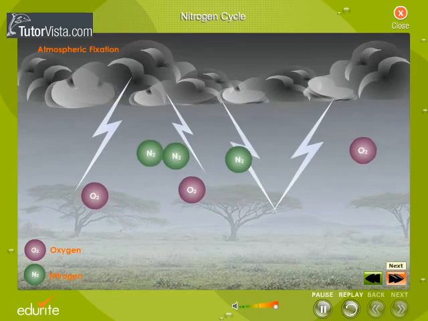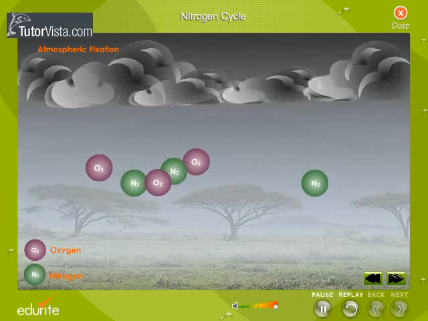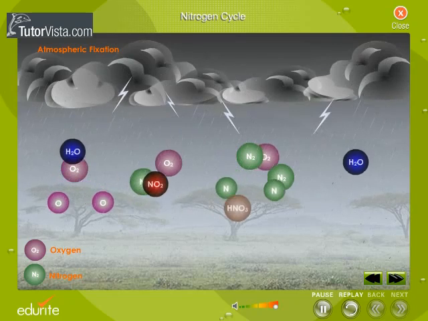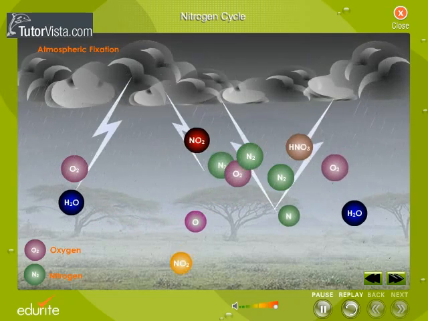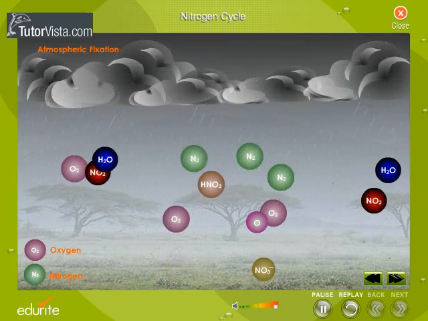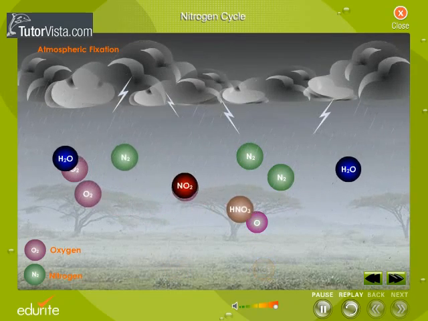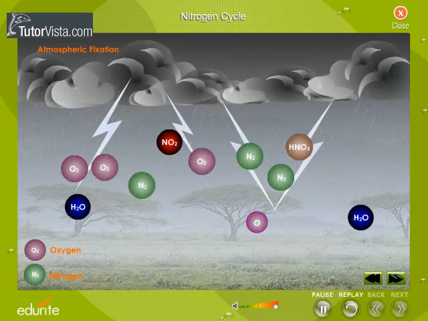Atmospheric fixation. The enormous energy of lightning breaks nitrogen molecules and enables their atoms to combine with oxygen in the air, forming nitrogen oxides. These dissolve in rain, forming nitrates that are carried to the earth. Atmospheric nitrogen fixation probably contributes some 5 to 8% of the total nitrogen fixed.